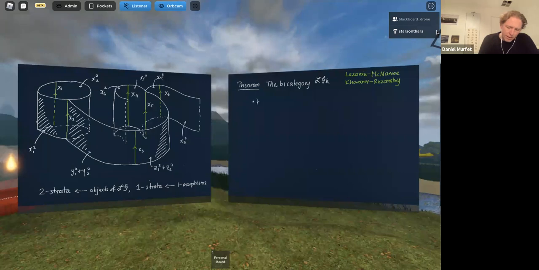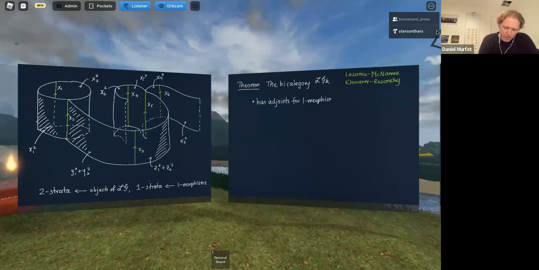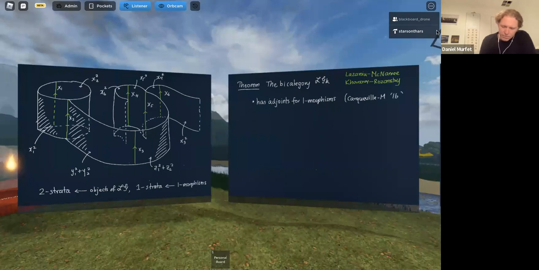Okay, so this bicategory has left and right adjoints for all one morphisms, and up to shifts they're isomorphic. So the upshot of the next few statements is this bicategory has lots of duals, all possible duals. It has adjoints for one morphisms, it has adjoints for objects. So this is a result of myself and Nils Carqueville, a mathematical physicist, from a while ago.